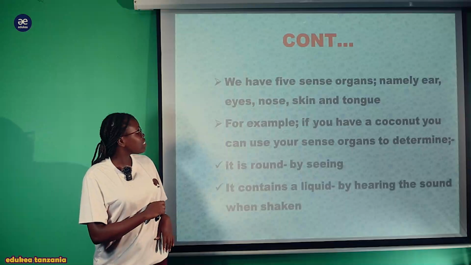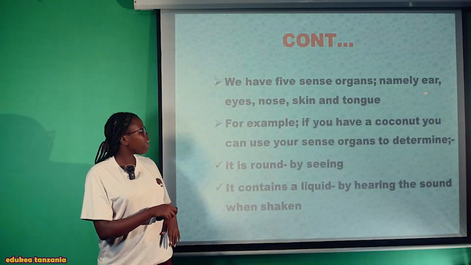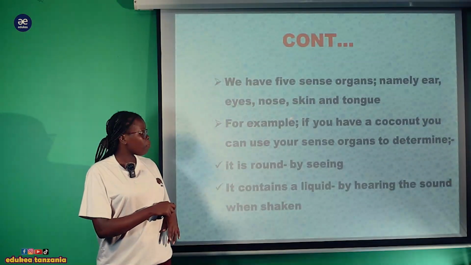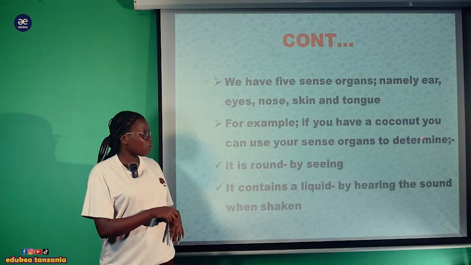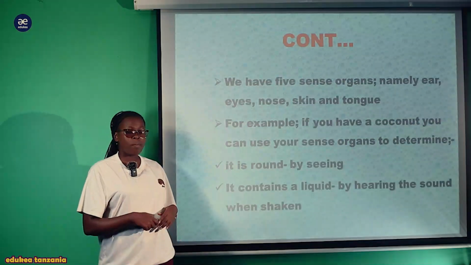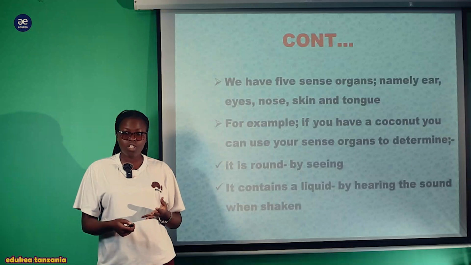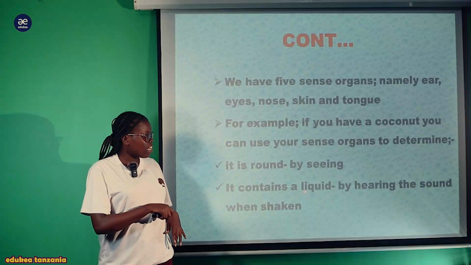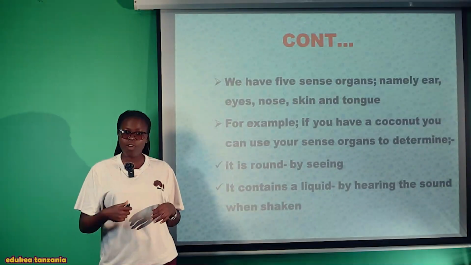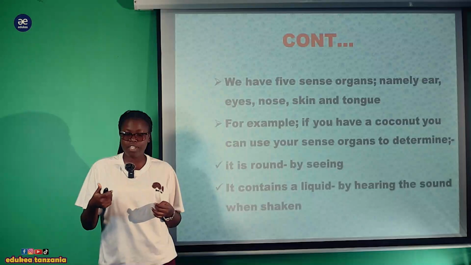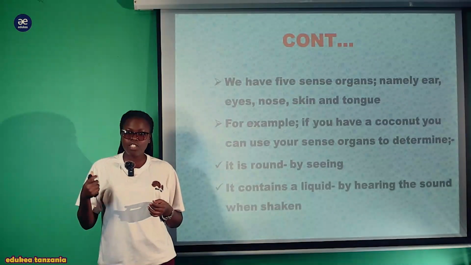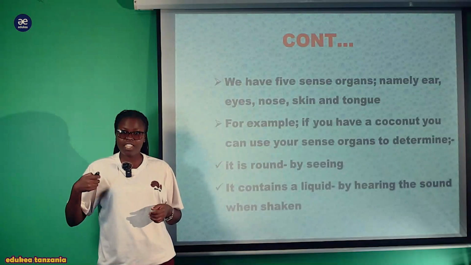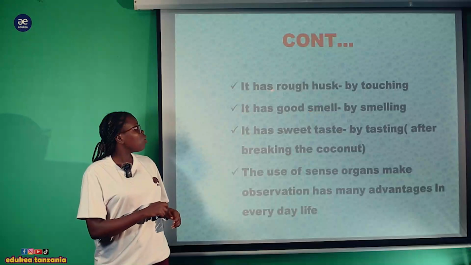For example, we have 5 sense organs, namely ears, eyes, nose, skin, as well as tongue. If you have a coconut, you can use your sense organs to determine it is round. By seeing the coconut's shape, you can determine that it is round using your eyes. Also, it contains liquid, which you know by hearing the sound when it is shaken. When you shake a coconut, it has a fluid within it, so you will hear the sound of that fluid contained within the coconut. Also, it is rough. It has a rough husk.